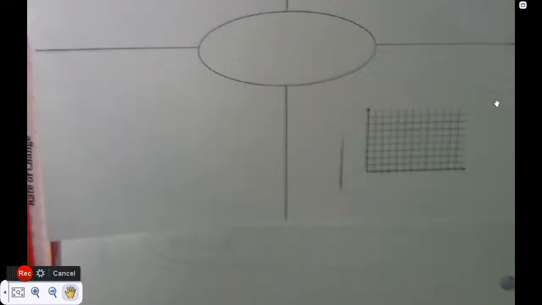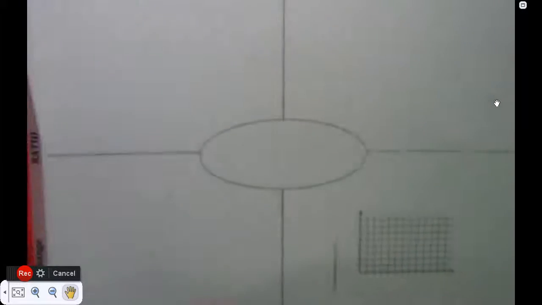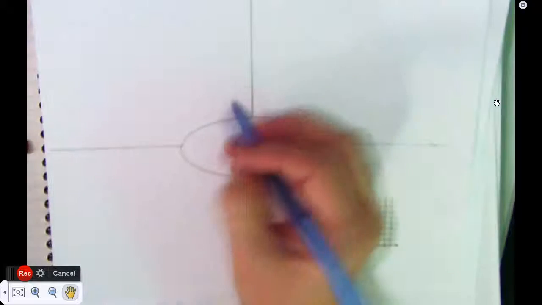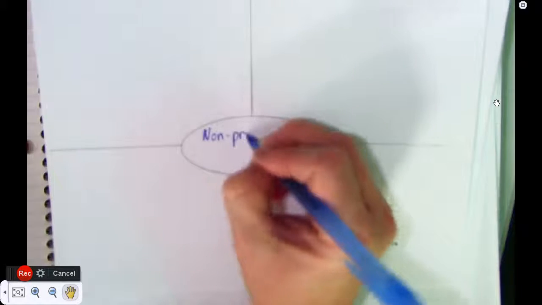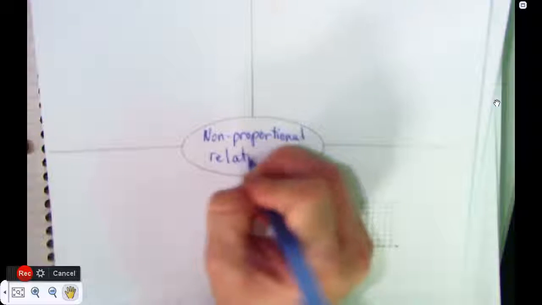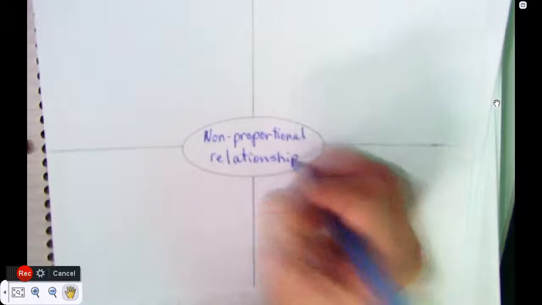Look at page 107. Oh, wait, no, not yet. We have to do our, yes. We have to do our, good try. Hey, and let's don't do it upside down. The graphic goes to the right. Okay, you're going to write non-proportional relationships or relationship.